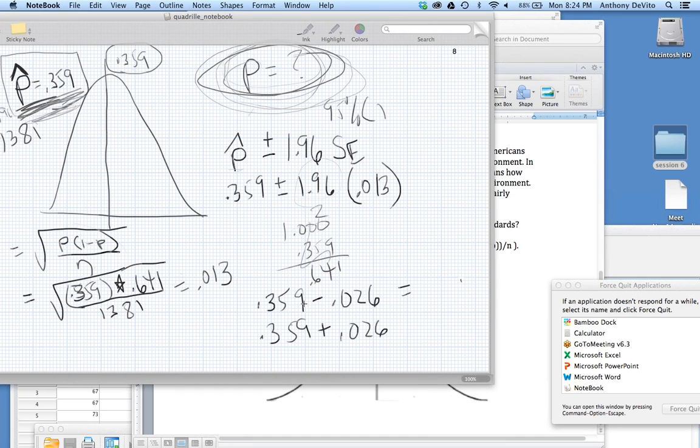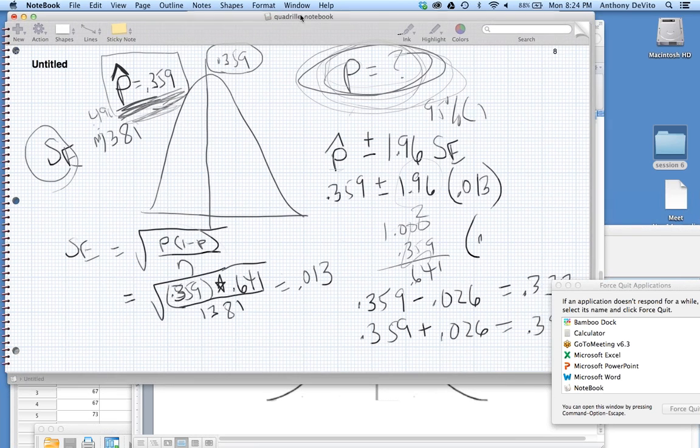Okay, so that's going to be equal to, let's add these together and subtract. Subtracting gives 0.333, and adding gives 0.385. My confidence interval is, I'm 95%.